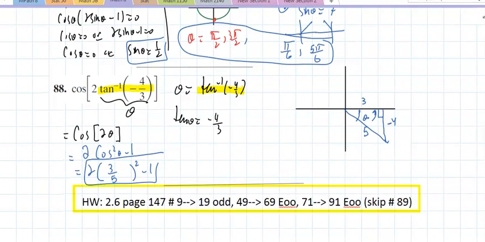There's the homework. Skip number 89 if you come across it. I'm not sure if it's on the every other odd part. And that would be it.